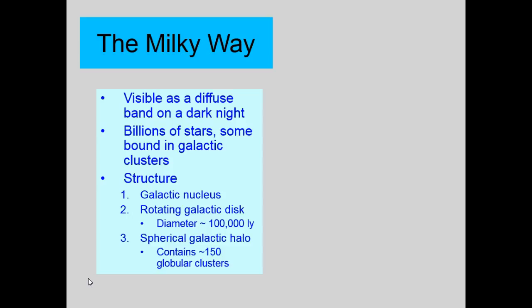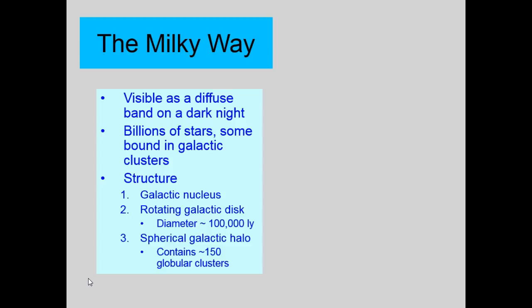A dark night. Billions of stars, some bound in galactic, I think that should be star clusters. Okay? And the structure is a galactic nucleus, which has billions of stars in it, and then a rotating galactic disk of a diameter 100,000 light years. Remember how big a light year is?